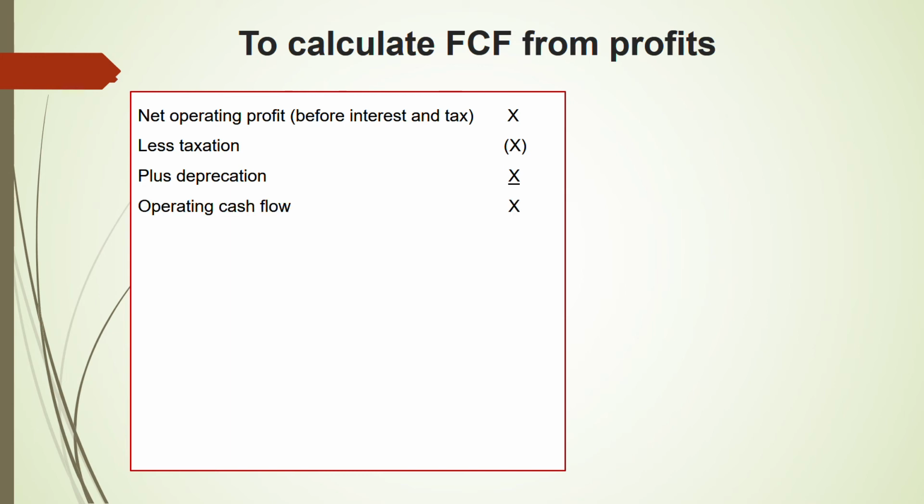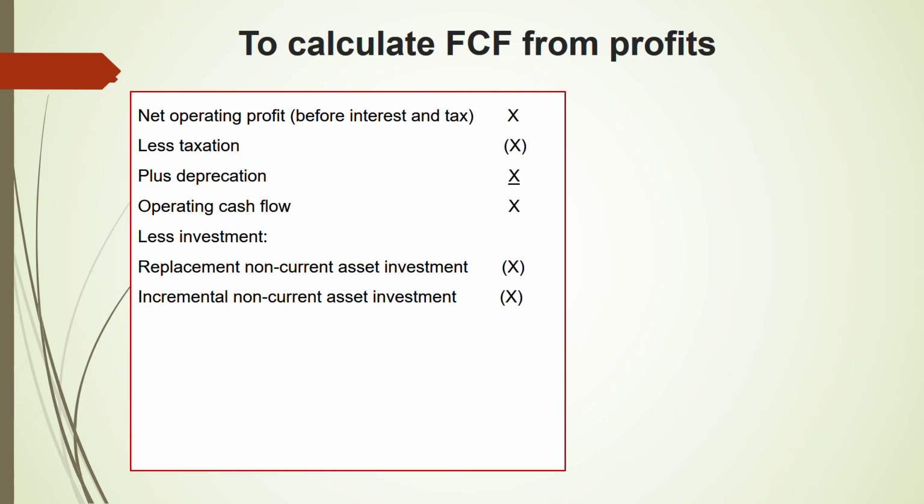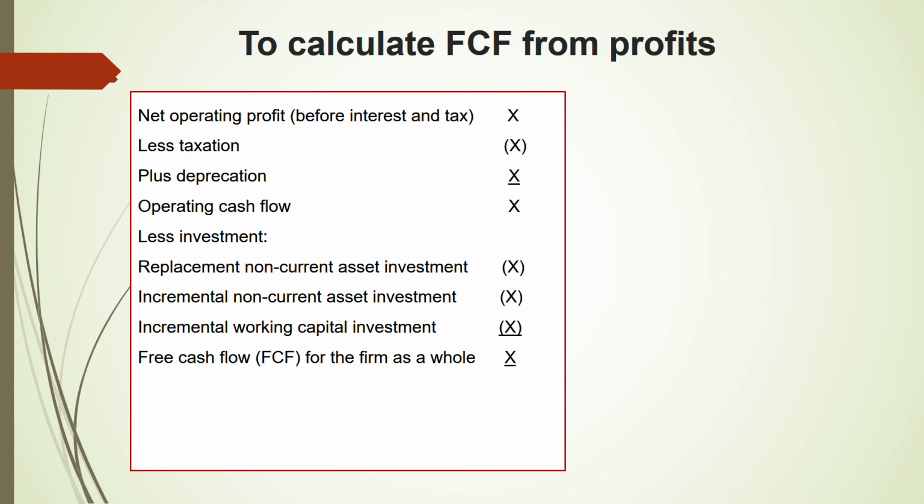So after you add your depreciation, you will get an operating cash flow. Then less all your investments, because for investment you have to pay in cash. So first investment is replacement non-current asset. For example, you are replacing a non-current asset, then you have to deduct. Or you are buying more non-current asset now, incremental non-current asset, deduct. Or working capital, you are increasing your working capital, deduct. So these three things you need to deduct. After that, you will have what is left, that is known as free cash flow to firm as a whole.